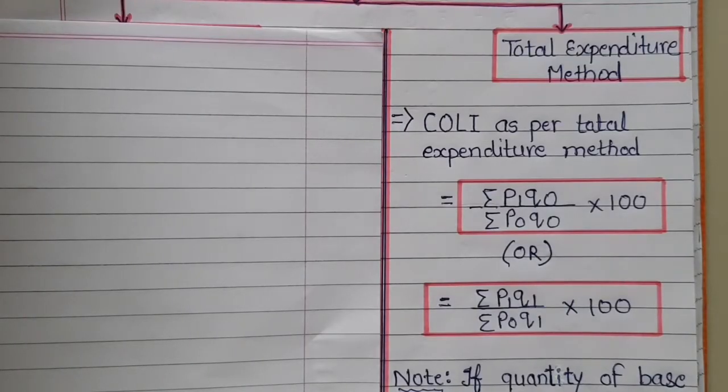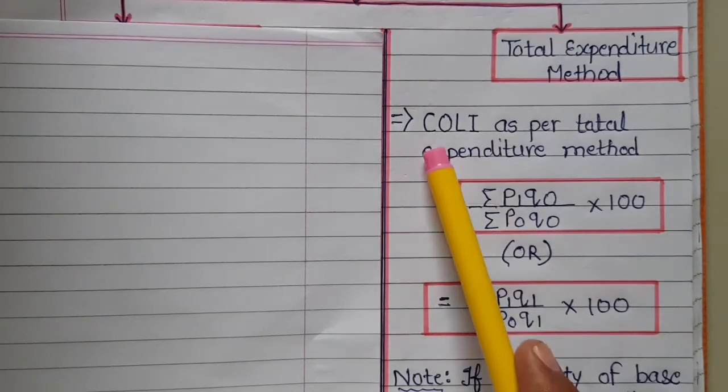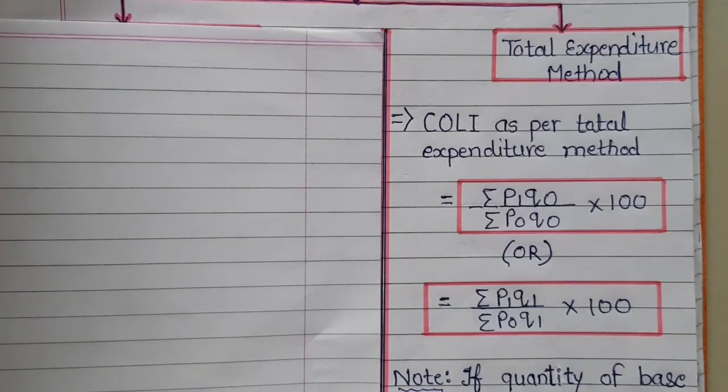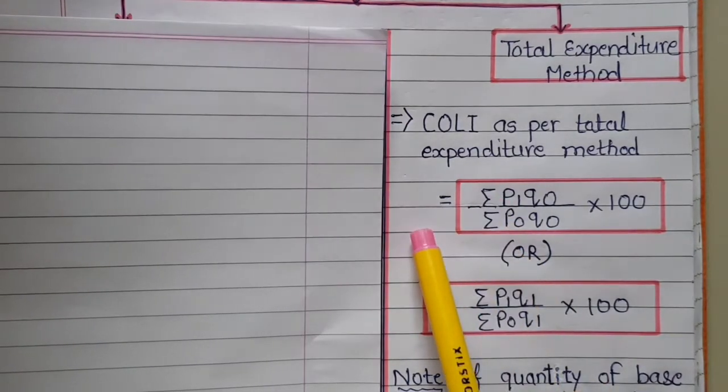So now let us understand about the total expenditure method. So friends, cost of living as per total expenditure method. In this method you can apply Laspeyres formula or Paasche formula. Both the formulas are valid, but the data given to you will decide which formula you will apply. But make sure you will never write IL or IP before this formula. You have to write this sentence only, because they have asked you the cost of living index number. They have not asked you Laspeyres index number. So you cannot write here IL.